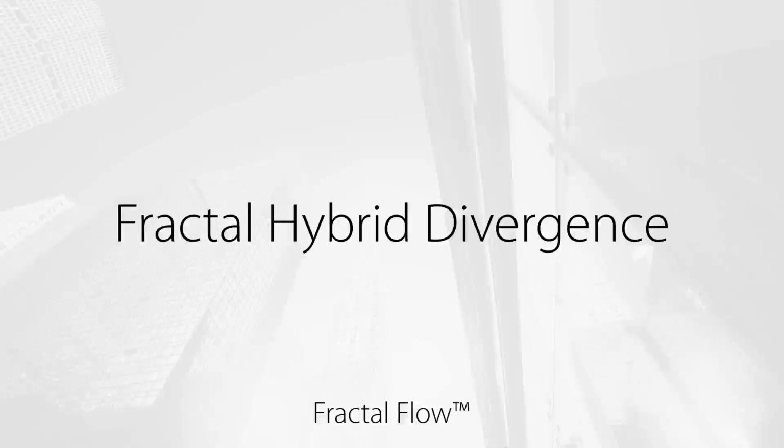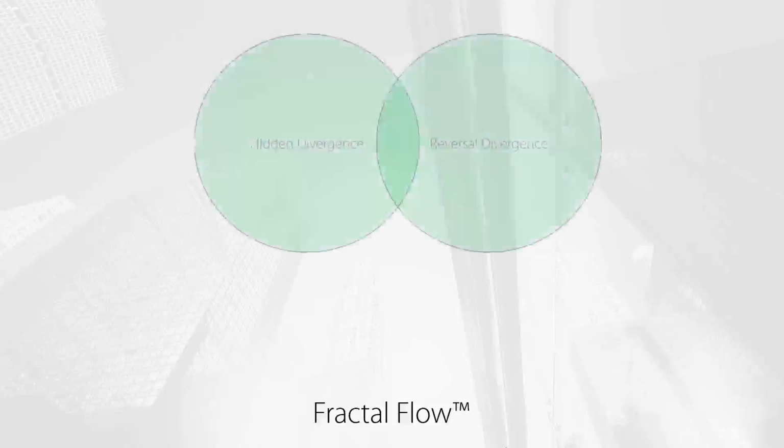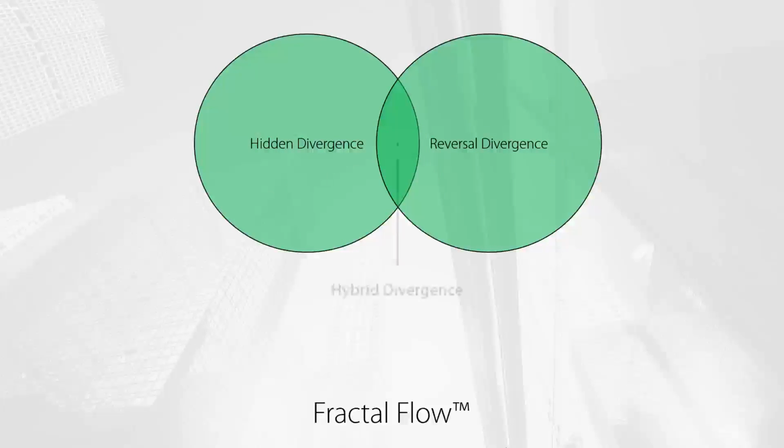In this lecture, we are going to take a closer look at the fractal hybrid divergence, which is an idea derived from the collision between fractal analysis, hidden divergence, and reversal divergence. The hybrid in the name of this technique is a reference to the fact that it uses a blend of two techniques that are not usually used together. The term fractal obviously means that the hybrid divergence can only be recognized with the extra layer of fractal analysis.